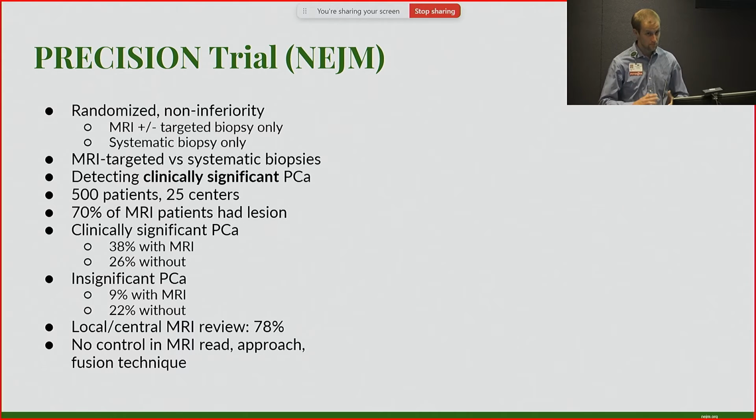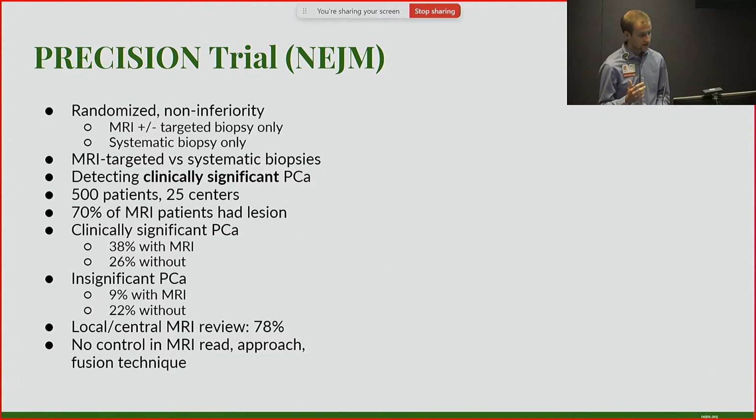There was not perfect correspondence between the MRI reviews. They had local centers that were actually doing the initial MRI reads, and then there was a central MRI review. I'll say 78%, pretty good, not perfect, but certainly could be worse. A couple downsides of this trial: there's no control in the MRI read initially. It was just reviewed at a later date.